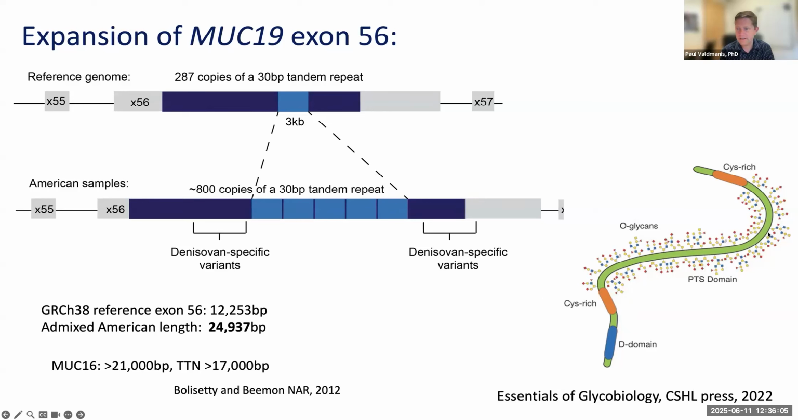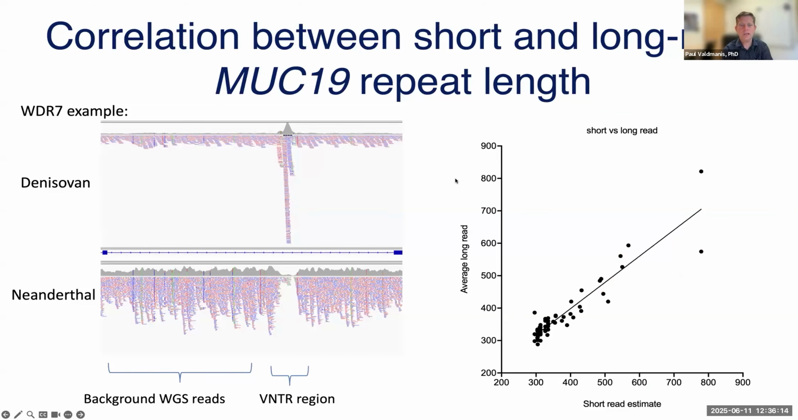So the expansion is predicted to increase the size of this PTS domain and kind of double the size of this region in these individuals. What is neat is that now that we have this information, we were interested in going back to a lot of the short read data that's available in biobanks and other cohorts. And we wanted to see, okay, if we have individuals that both have long read and short read data, can we accurately predict the length or estimate the length of this VNTR, even if we don't have long read genomes?